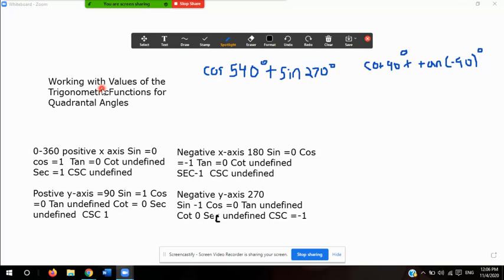So today, again, the topic that we're going to be discussing is working with the trigonometric values of quadrantal angles. This is in your textbooks, section 2.3, the second part of section 2.3. We're going to get to that in just a minute.